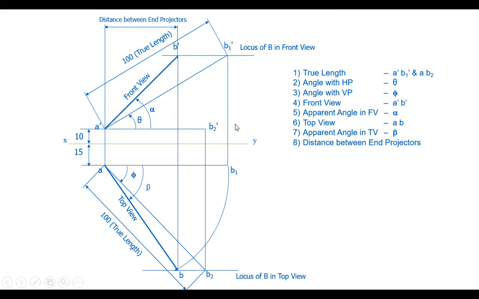To solve these sort of problems, do one thing. Just represent the data as it is given. Whatever the data is, just represent it. Then the remaining parameters can be found. All the problems on a line inclined to both the planes revolve around these 8 parameters only. There won't be anything new. If you understand these 8 parameters, that's enough, and you can do any sort of problem.